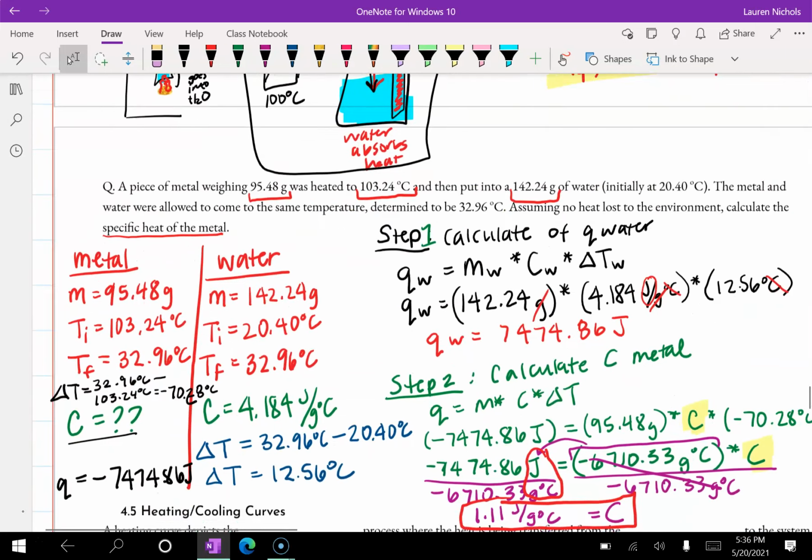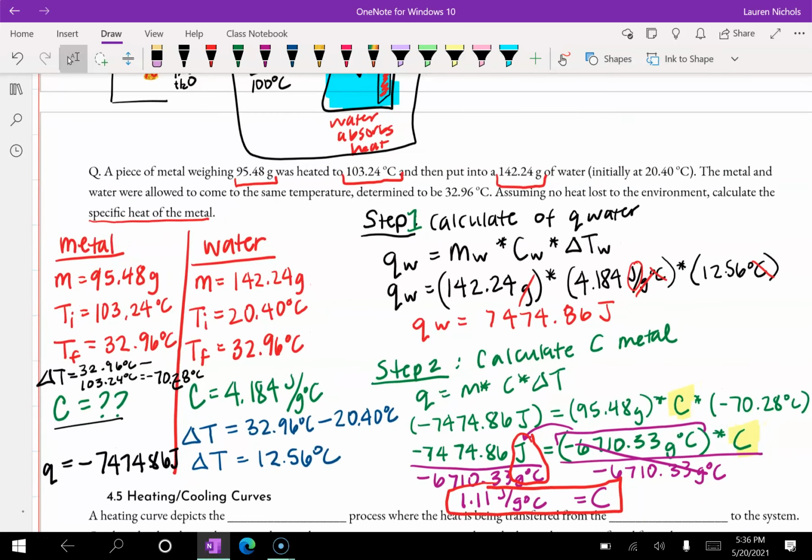So hopefully that makes sense. If you just write out all of your numbers into your metal and water column, and then do step 1, calculate Q of water, step 2, calculate C of the metal, you'll be just fine.